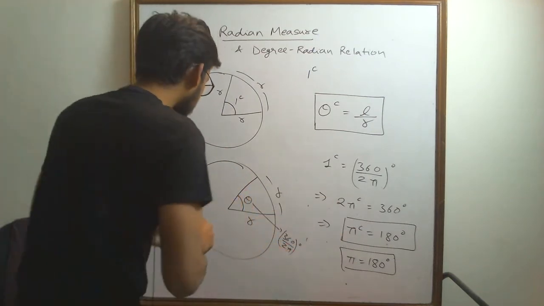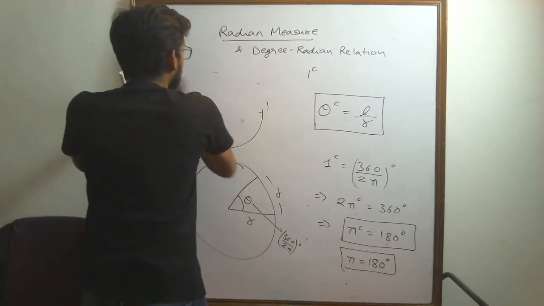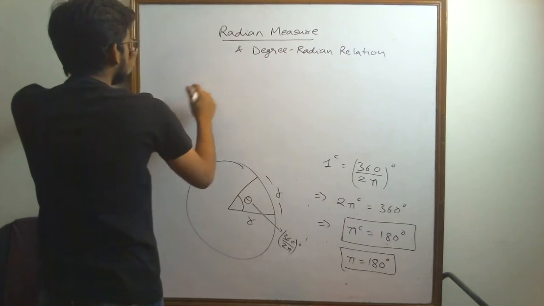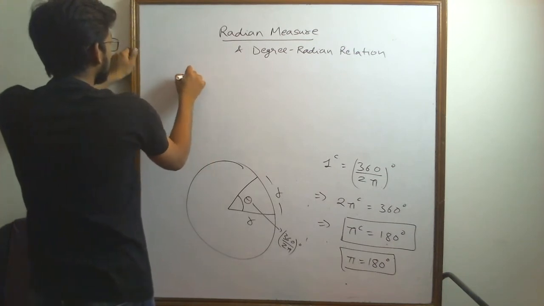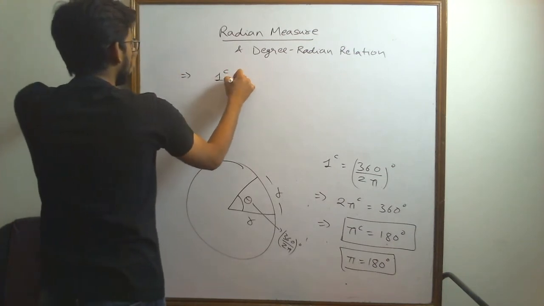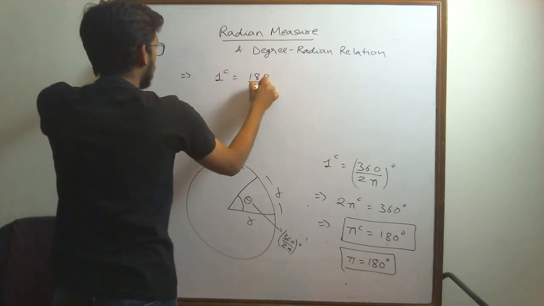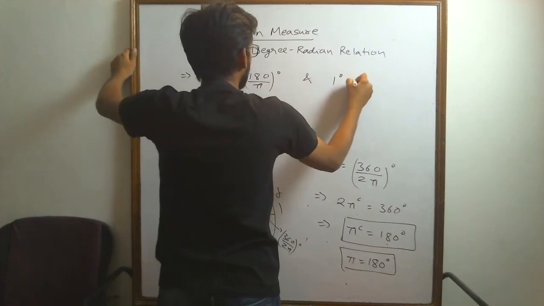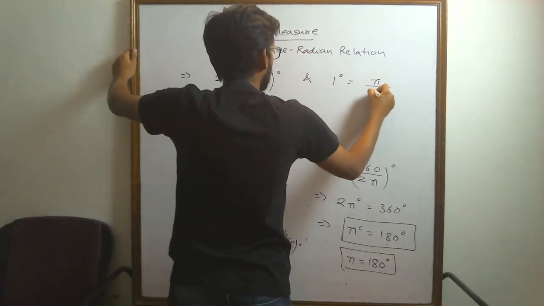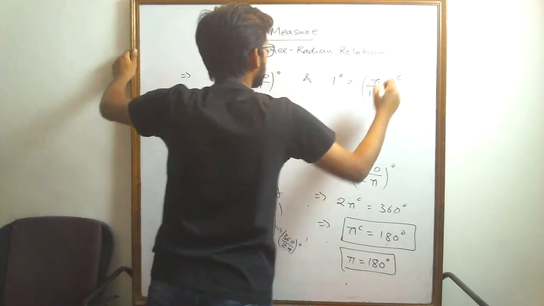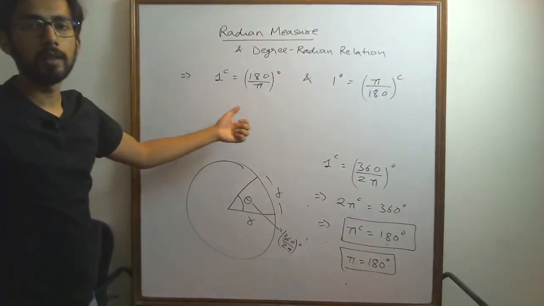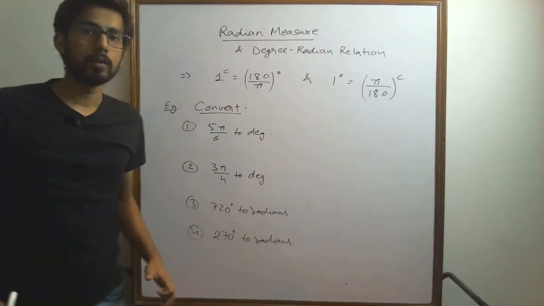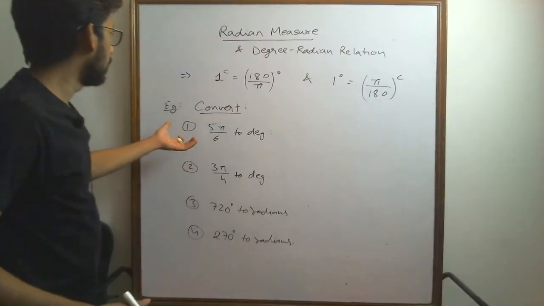So this gives us a formula to convert radians into degrees. From here we can write that 1 radian is equal to 180 by pi degrees, and 1 degree is equal to pi by 180 radians. We can use these for conversion from degree to radian or from radian to degree. So let's take a few examples.